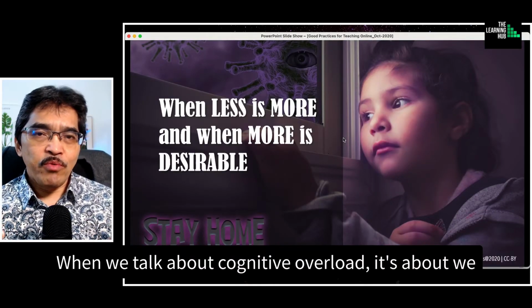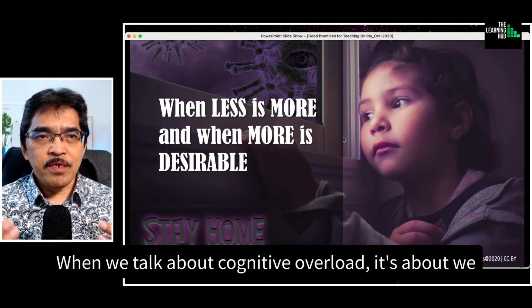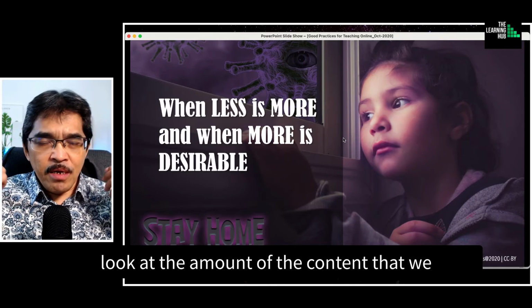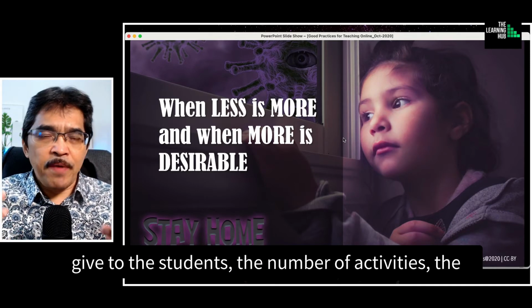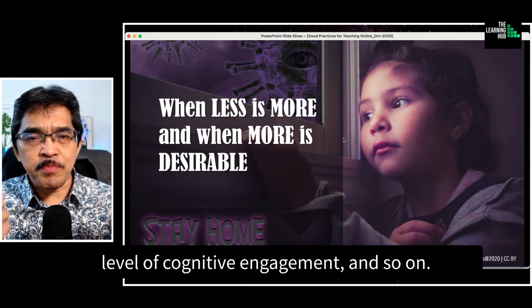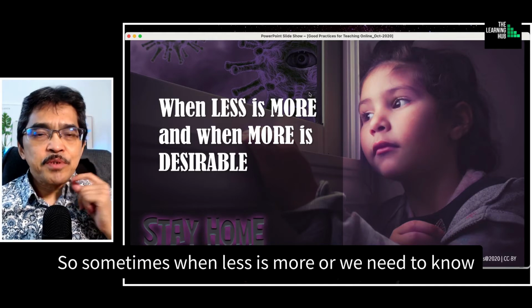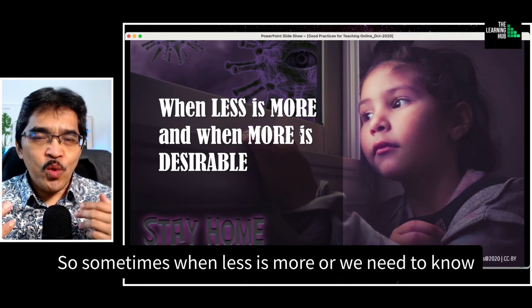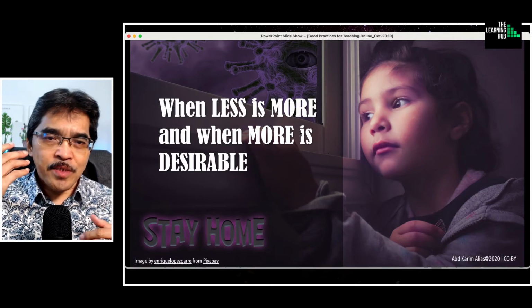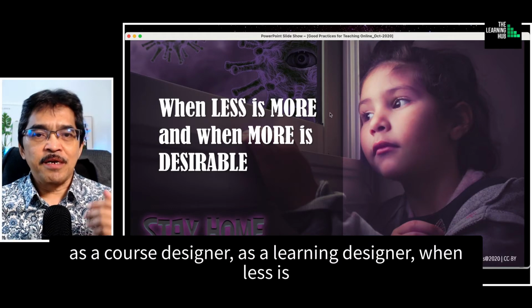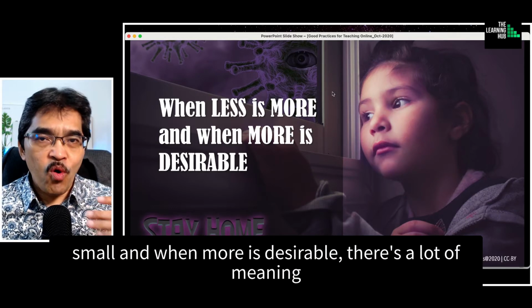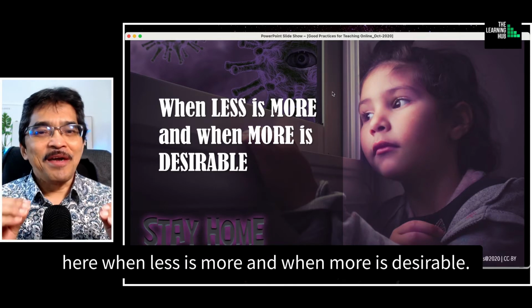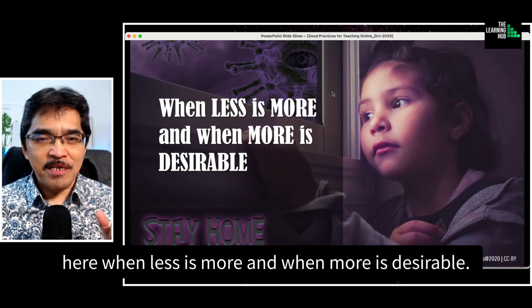So when we talk about cognitive overload, we look at the amount of content that we give to the students, the number of activities, the level of cognitive engagement, and so on. As a course designer, as a learning designer, we need to know when less is more and when more is desirable. There's a lot of meaning here: when less is more, and when more is desirable.